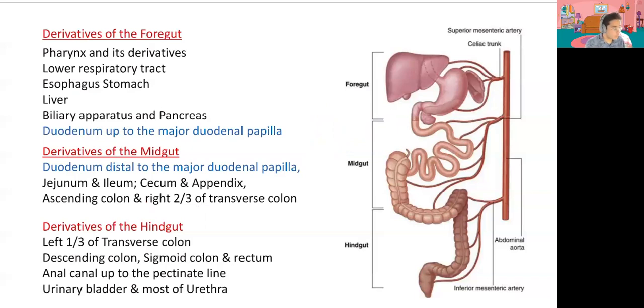Derivative of the hindgut, right? It starts at the 1/3 transverse colon and goes all the way down, eventually ends in the anorectal canal. Okay.